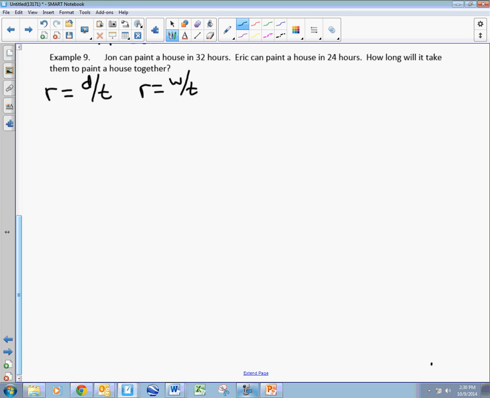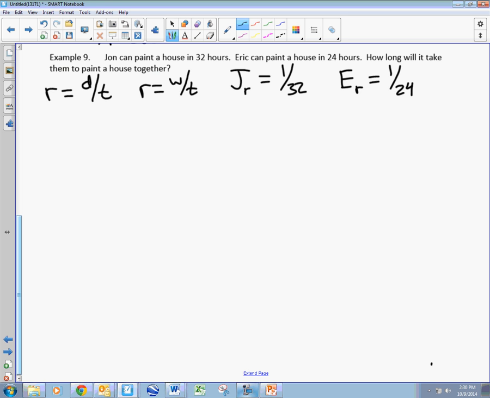For example, John's rate is equal to how many houses does he paint? One house in how many hours? 32. That's John's rate. Eric's rate is equal to how many houses does he paint? One house in how many hours? 24. So John's rate is 1 over 32. Eric's rate is 1 over 24, right?